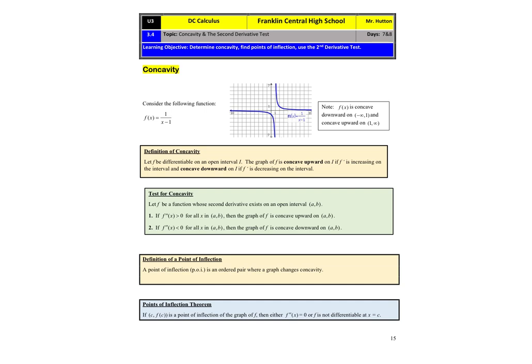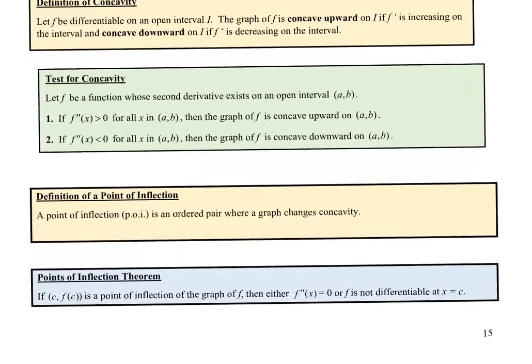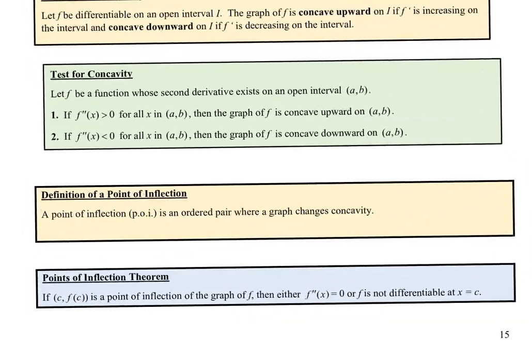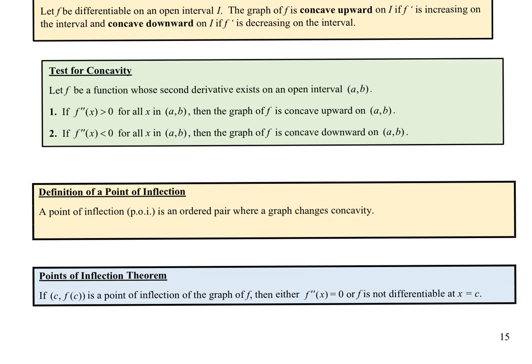So there's one important thing I want to start with before I dive into the next few examples. I want to look back at points of inflection. It should hopefully go without saying that not just points of inflection, but also critical numbers have to exist at points where the function is defined. A point of inflection is an ordered pair where a graph changes concavity, like up to down, down to up.